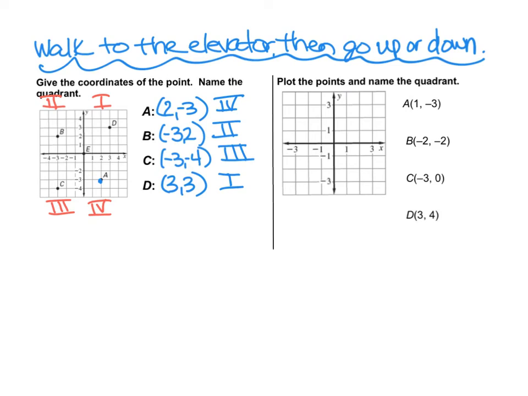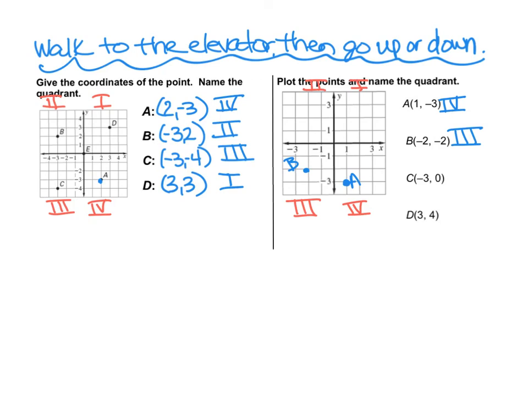All right, so now let's look at plotting the points and then naming the quadrant. Again, just to remind ourselves, this is quadrant 1, quadrant 2, quadrant 3, and quadrant 4. All right, so now let's go ahead and take a look. We're walking over 1, down 3. So here's letter A. And this one is in quadrant number 4. We have -2, -2. That is going to be our B, and that is in quadrant number 3.